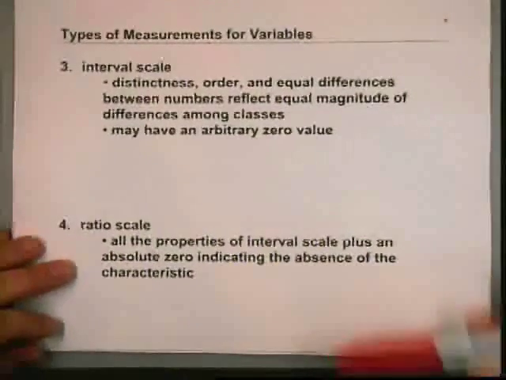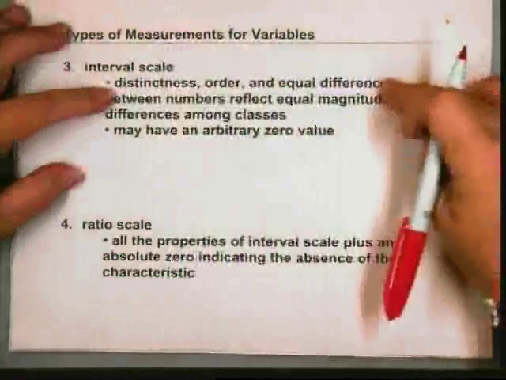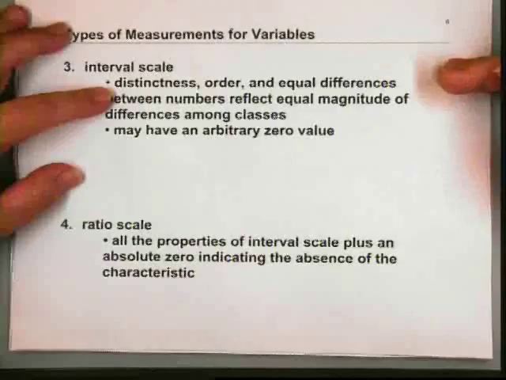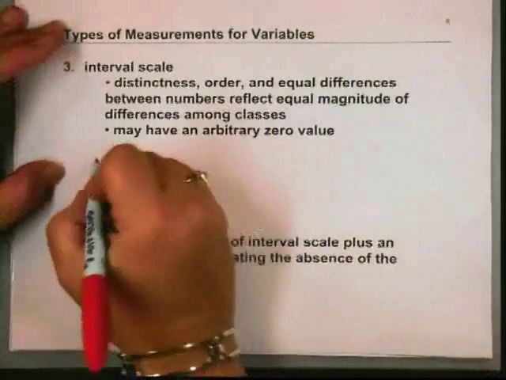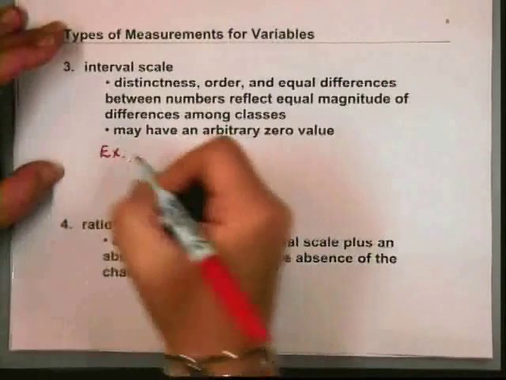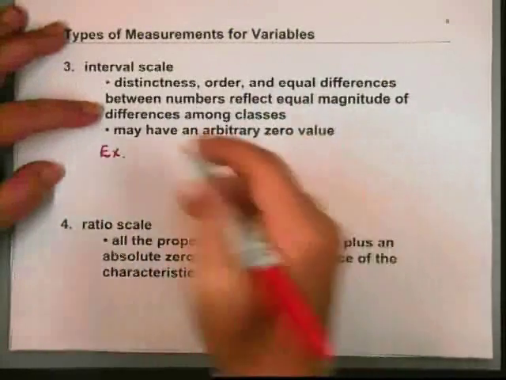Okay, so if we have also this distinctness and order, and now then we look at some equal differences between numbers reflect an equal magnitude among classes. We can have an arbitrary 0. All right, that's the next scale up. So notice this first bit here has everything the next lower scale had plus one more condition. Okay, and so examples here that we're looking at, equal differences may have an arbitrary 0 value.